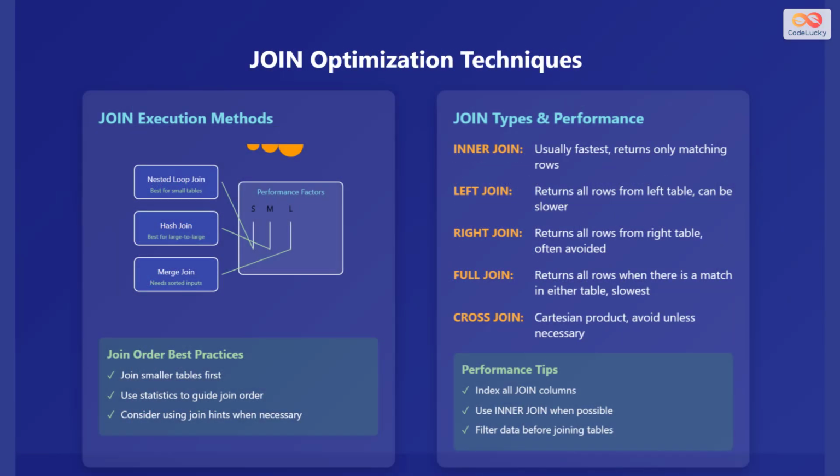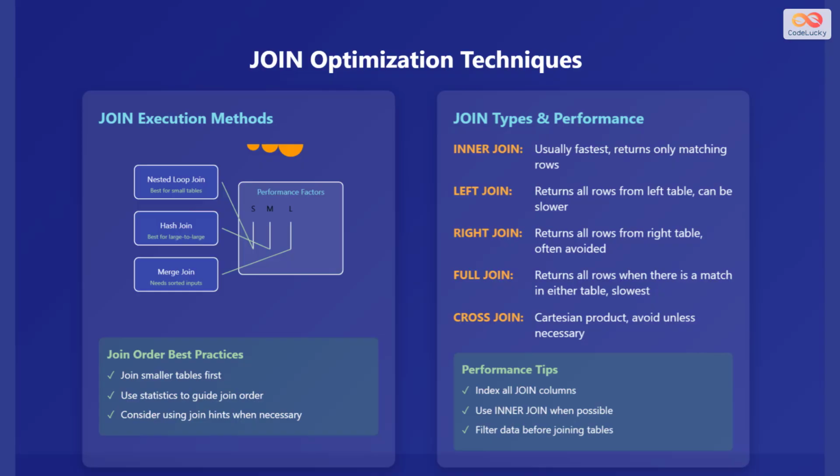Let's dive into join optimization techniques. There are several join execution methods including nested loop join, which is best for small tables. There's also hash join, which is best for large-to-large tables. And there's merge join, which needs sorted inputs. Here are some performance factors to consider. If you have small tables, use nested loop join. For medium tables, use hash join, and for large tables, use merge join.